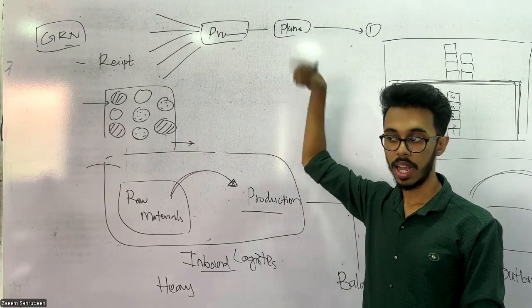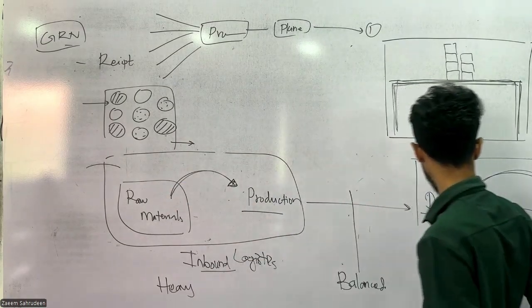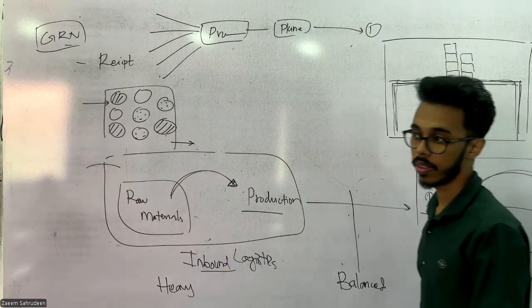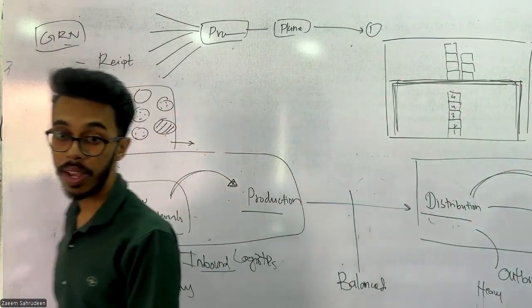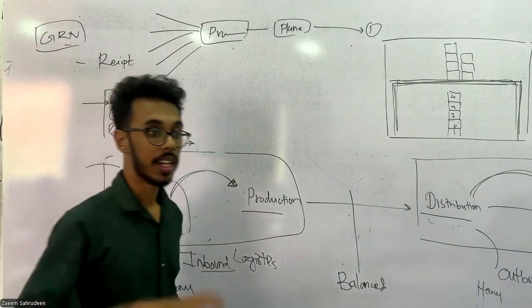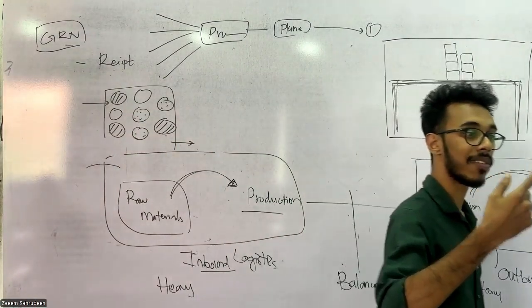Okay. And the next one is heavy outbound. Heavy outbound is, for example, for chemicals. Like transporting chemicals is difficult.